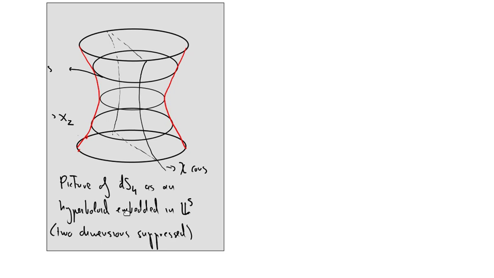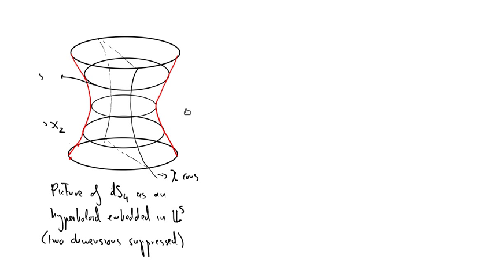Right, so I cannot draw in four dimensions, so I have to drop two dimensions out in order to draw the picture. Well, these circles are hypersurfaces with t constant, so they have the topology of S3, so they are the S3 part, and then we have these vertical lines with chi constant, which represent the R part of the topology, okay?